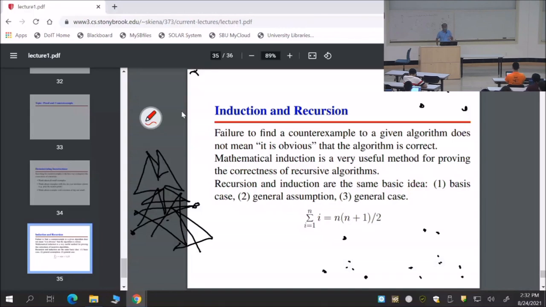Any questions? Now, how many of you liked doing mathematical induction? How many of you dislike doing mathematical induction? Okay, the people that disliked it are on this side of the room for some reason.